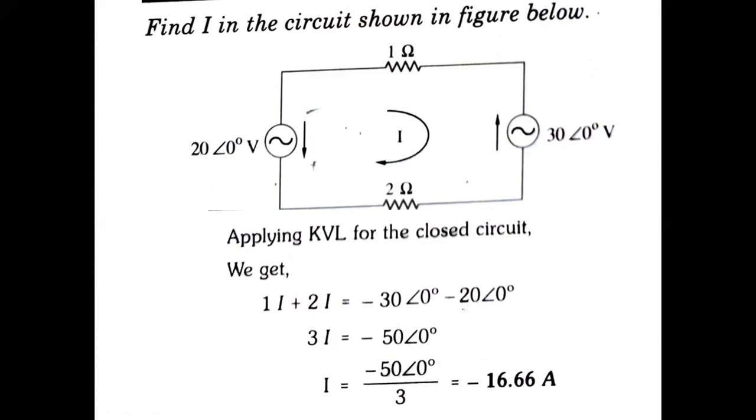So when the current flows from positive to negative, then it is a potential drop. When it flows from negative to positive, then it is a potential rise. In the previous problem, both are potential rises. Here, both are potential drops.